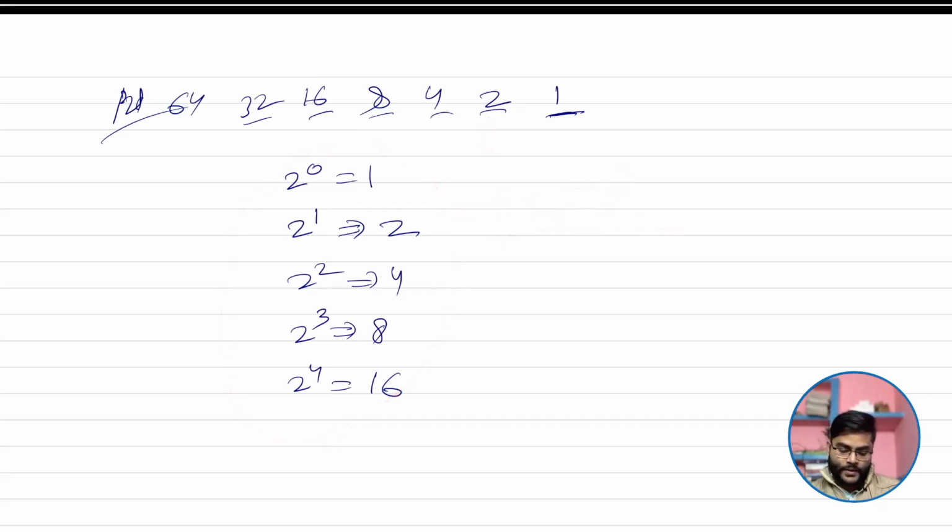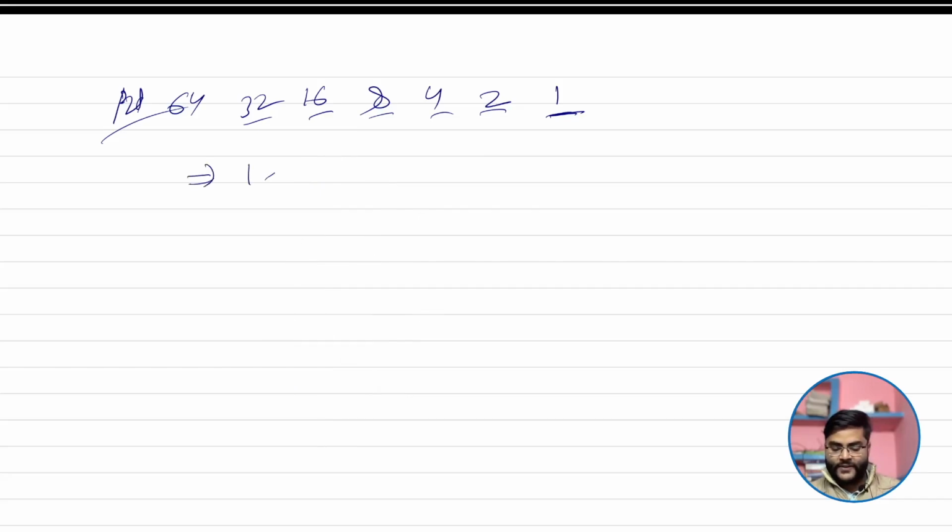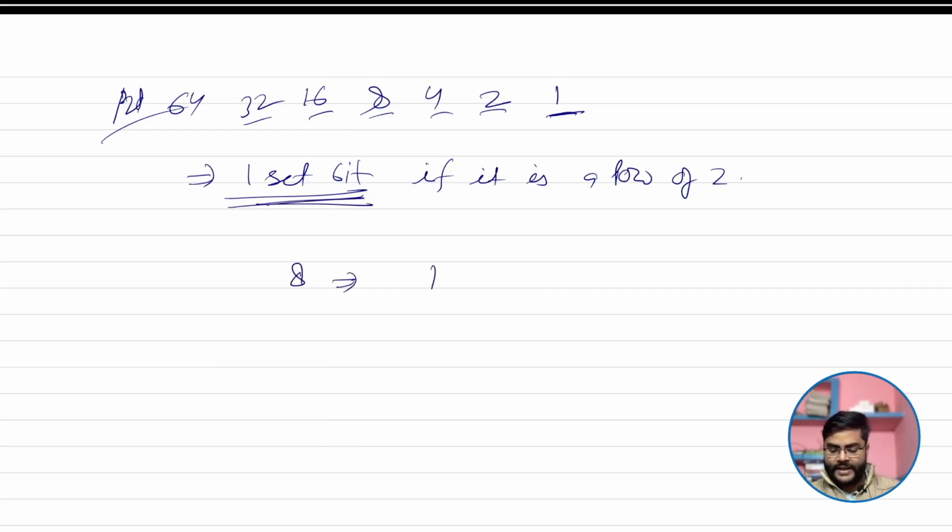So that's why we can use Kernighan's algorithm. Why? Because we have only one set bit if it is a power of 2. Now if we have only one set bit, let's say 8, in 8 we have only one set bit, 1000.